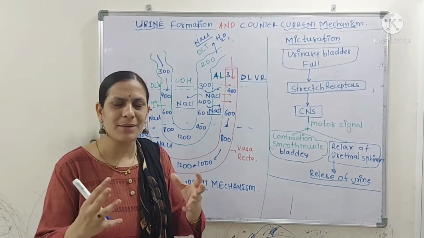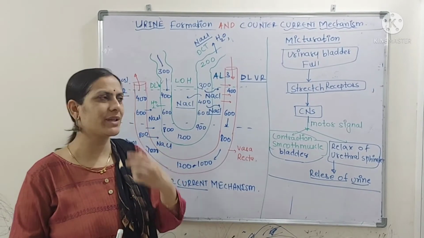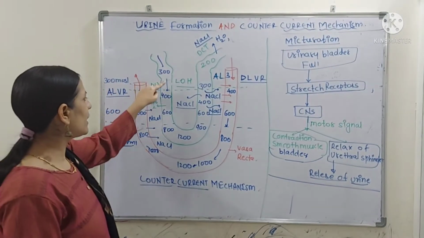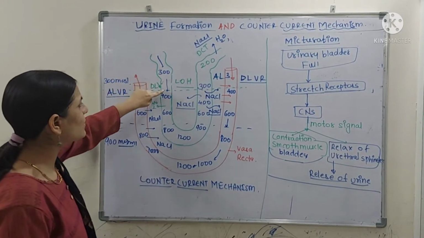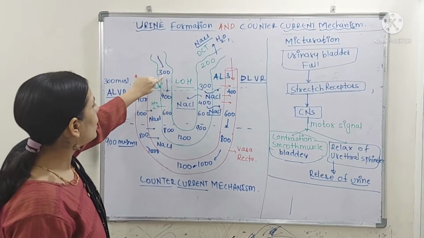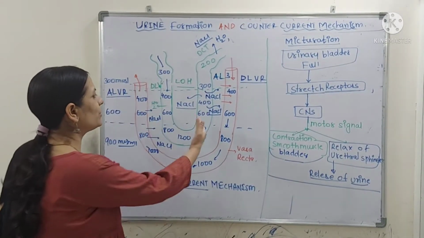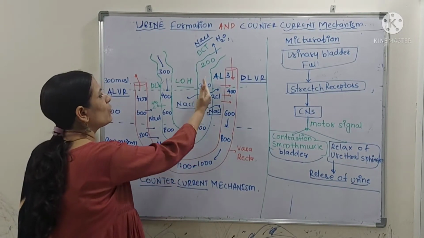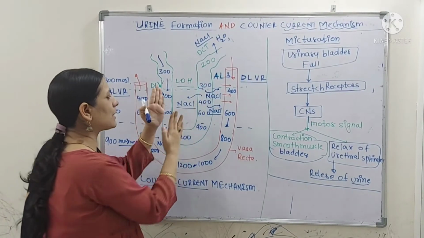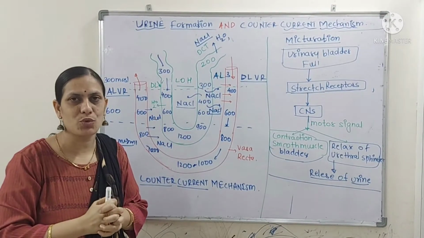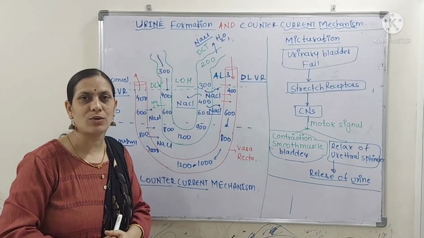Countercurrent flow, simply, means fluid flowing in opposite directions to each other. For example, here is a diagram I have drawn; this is the loop of Henle. This part is the descending limb of the loop of Henle, where the filtrate is moving in a downward direction, while this part is the ascending limb of the loop of Henle, where the filtrate is moving in an upward direction. So in both of them the filtrate is moving in opposite directions to each other. Here you are able to see this is a countercurrent flow.